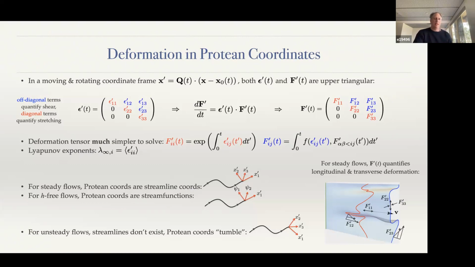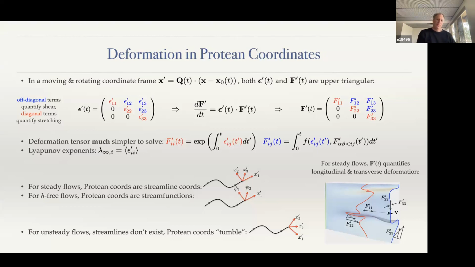Not only that, the velocity gradient tensor in this frame, we can directly understand the physical meaning of the coefficients, such that the diagonal terms of the deformation tensor quantify fluid stretching, whereas the non-zero off-diagonal terms quantify shearing of fluid elements. We can then directly solve the elements of the deformation tensor as simple integrals, and we can pull out the Lyapunov exponents for this flow as the ensemble averages of those diagonal elements of the deformation tensor. So there's a lot of advantages in using this framework.